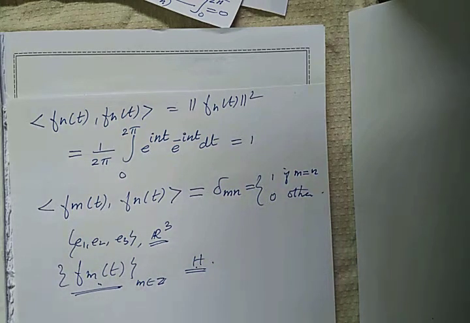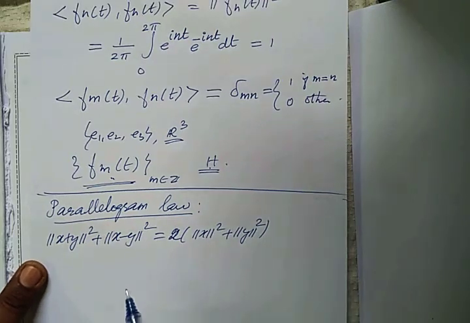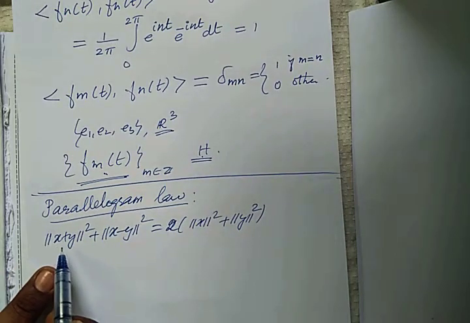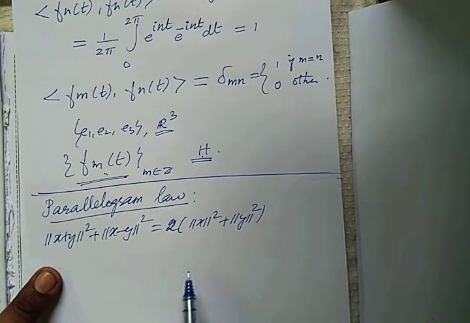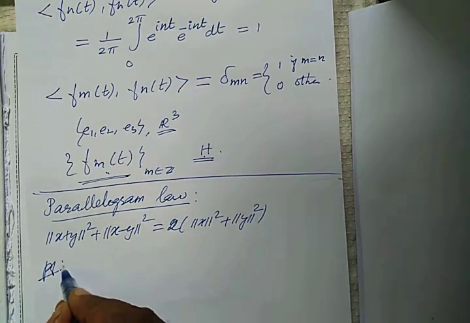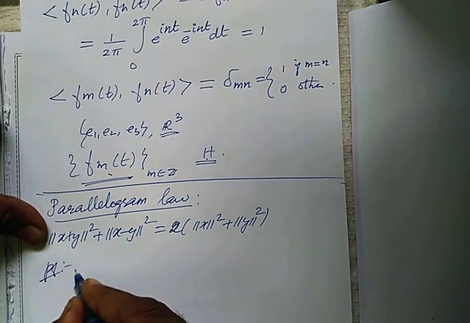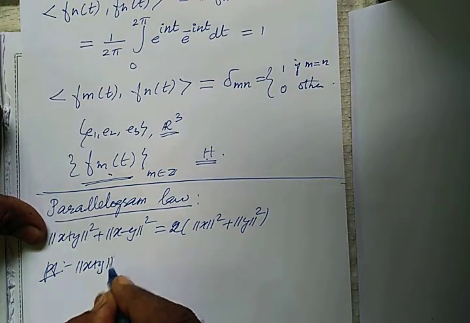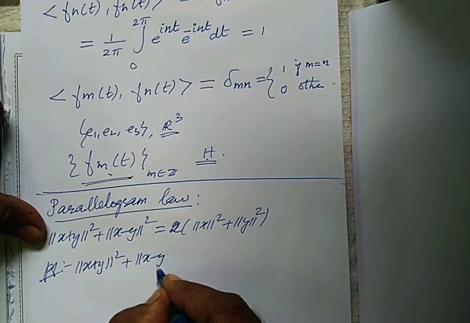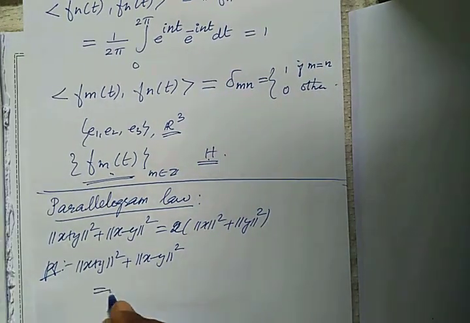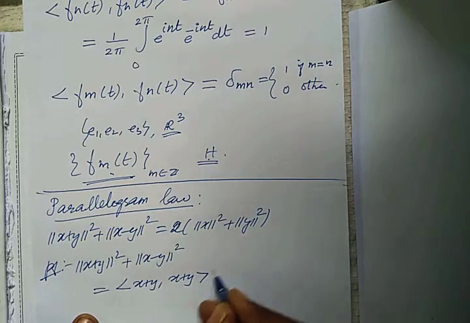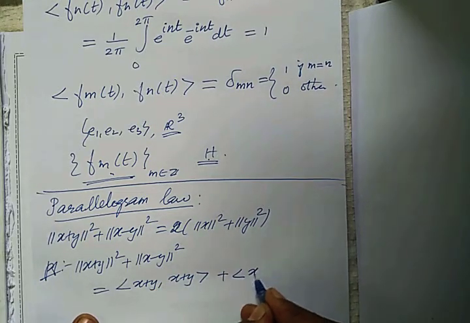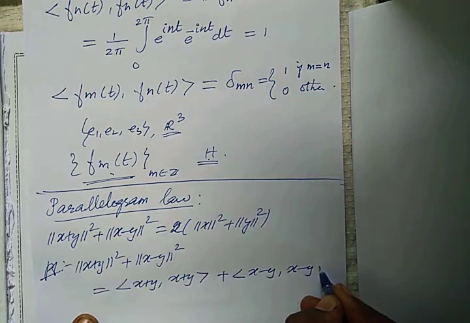Now let us see the parallelogram law. That is, norm of x plus y the whole square plus norm of x minus y the whole square is equal to 2 times this one. The proof. Take the left hand side, norm of x plus y the whole square plus norm of x minus y the whole square. If we expand this one, we get the inner product of x plus y comma x plus y. For this one, we get the inner product of x minus y comma x minus y.